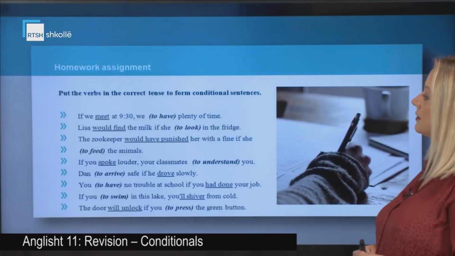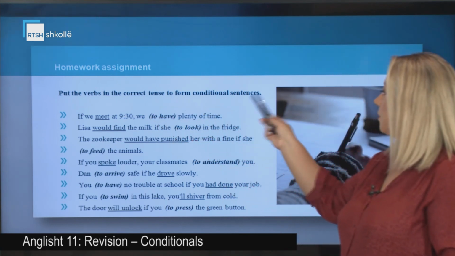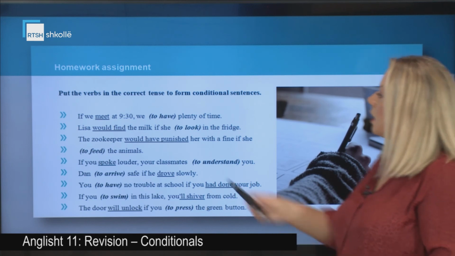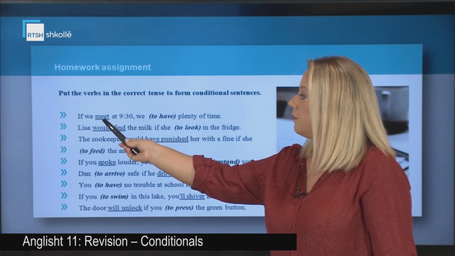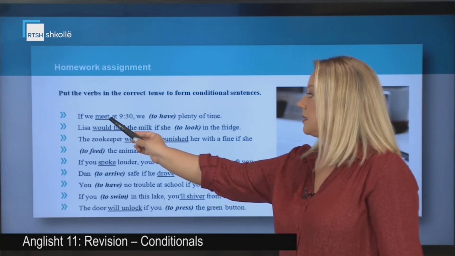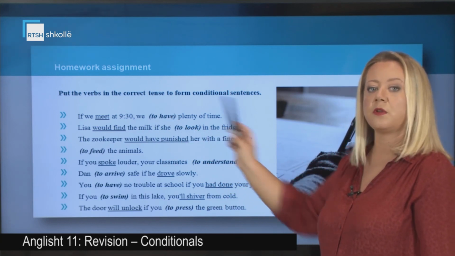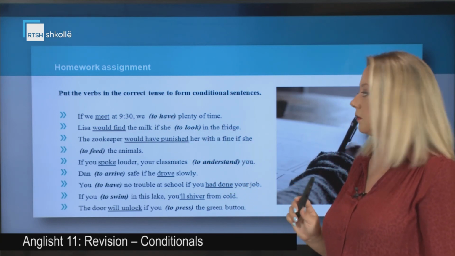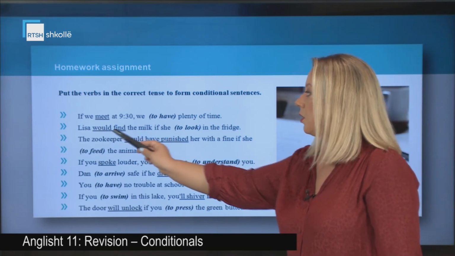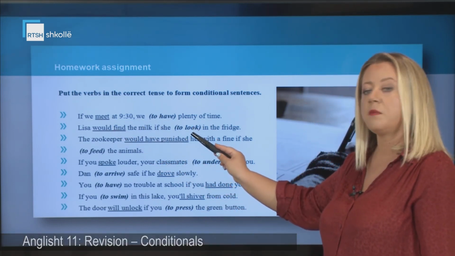Here is a homework assignment for you. Put the verbs in the correct tense to form conditional sentences. In the first case, half of the sentence is given. Here the result is given, and you have to put the verb in the correct tense for the main clause, or for the result. In the second case, the result is given, and you have to put the verb in the correct form in the if clause.